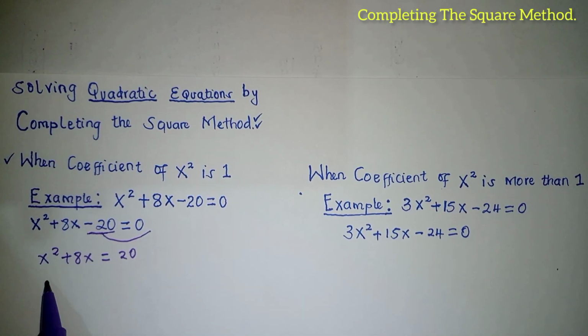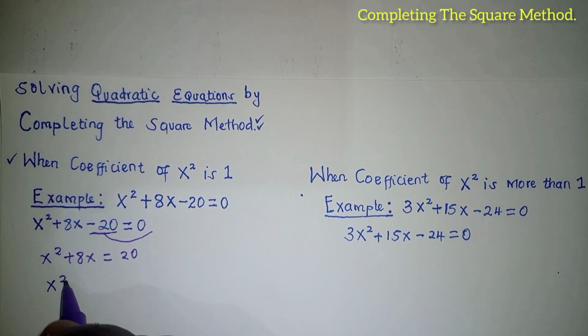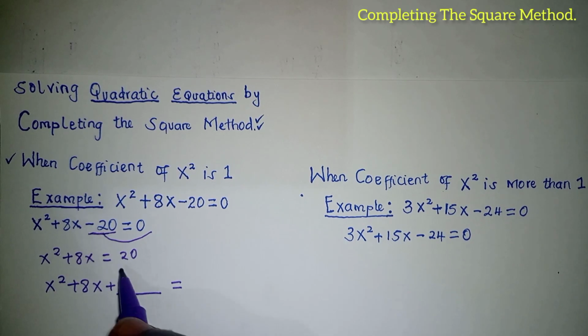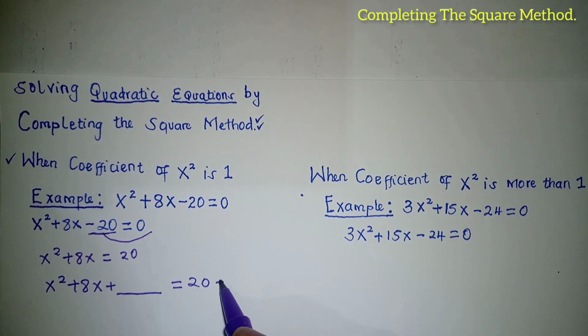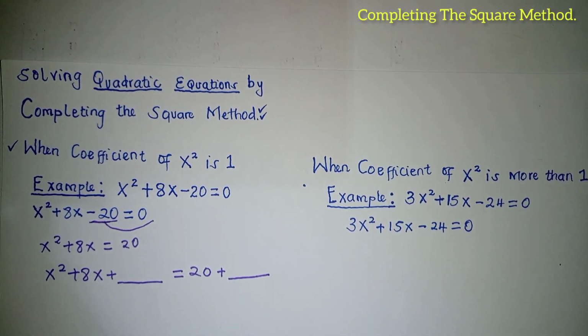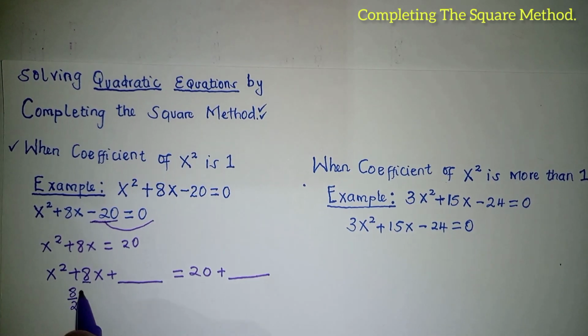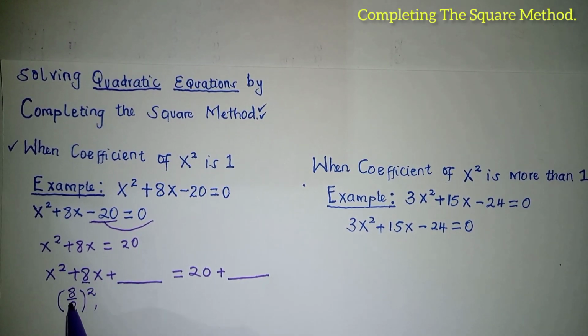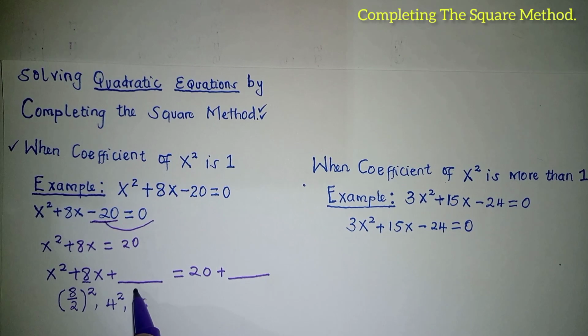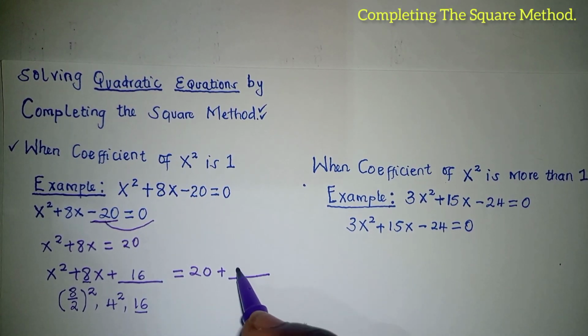The second step you should do is what is called completing the square. How do you do that? You take this x squared plus 8x, then plus, create a space, then equal sign, then this 20 plus, create another space. In these spaces we will have some numbers to complete them. Those numbers we get from the coefficient of x. So we take this 8 divided by 2, then square. 8 divided by 2 is 4, 4 squared is 16. So on this side I add 16, and on the other side I add 16.